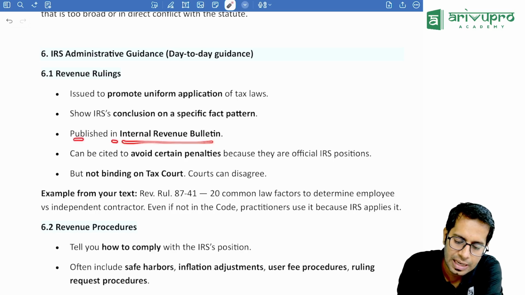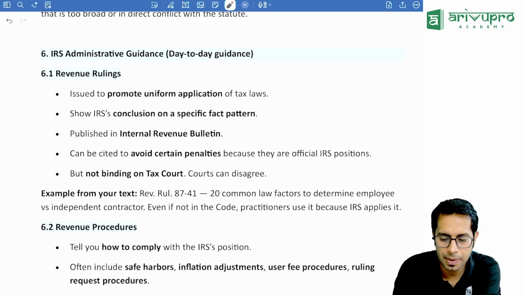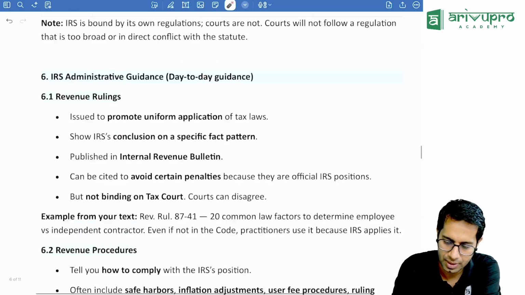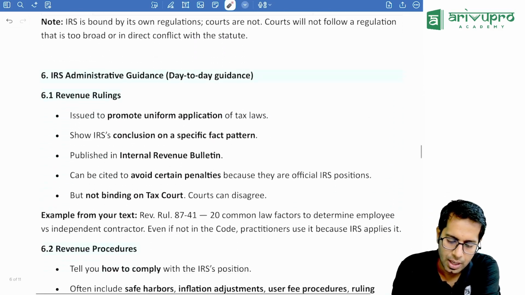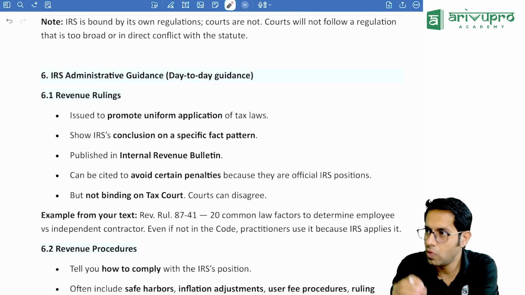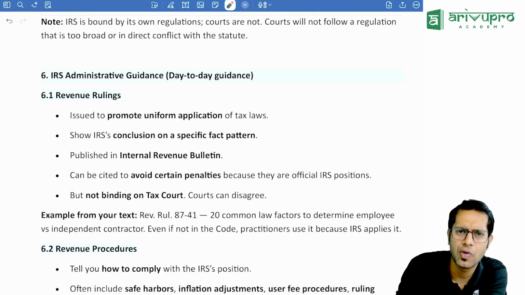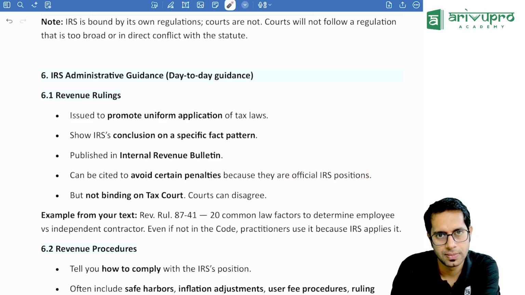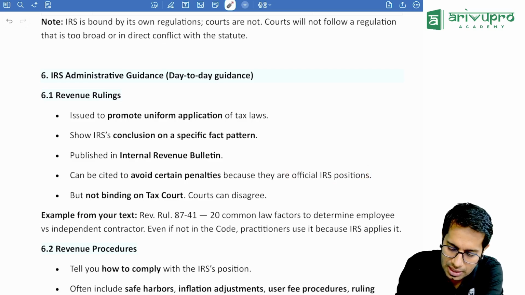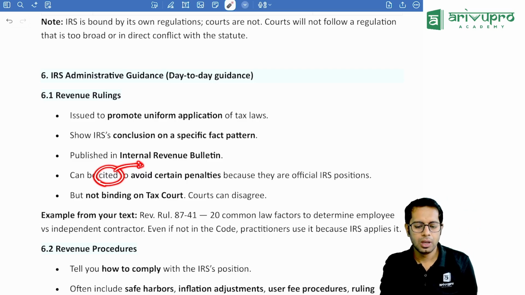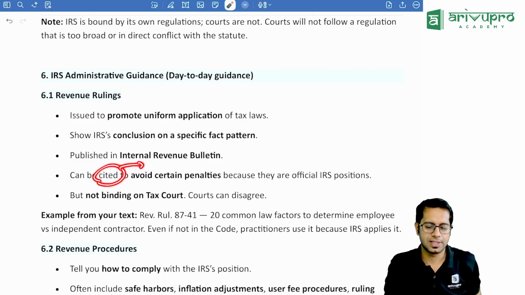It is published in the Internal Revenue Bulletin, IRB, the point which you have studied above. And it can be cited to avoid certain penalties. You can always quote them to avoid penalties because they are official IRS positions. What do you mean by the word cited, sir? Cited means you can take a reference of this.